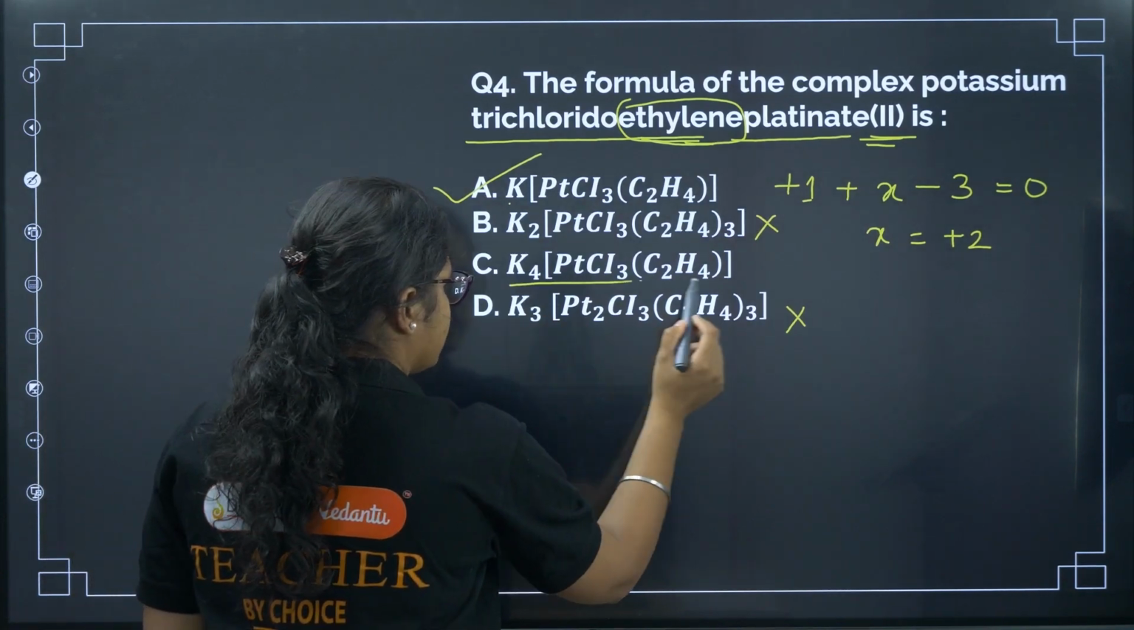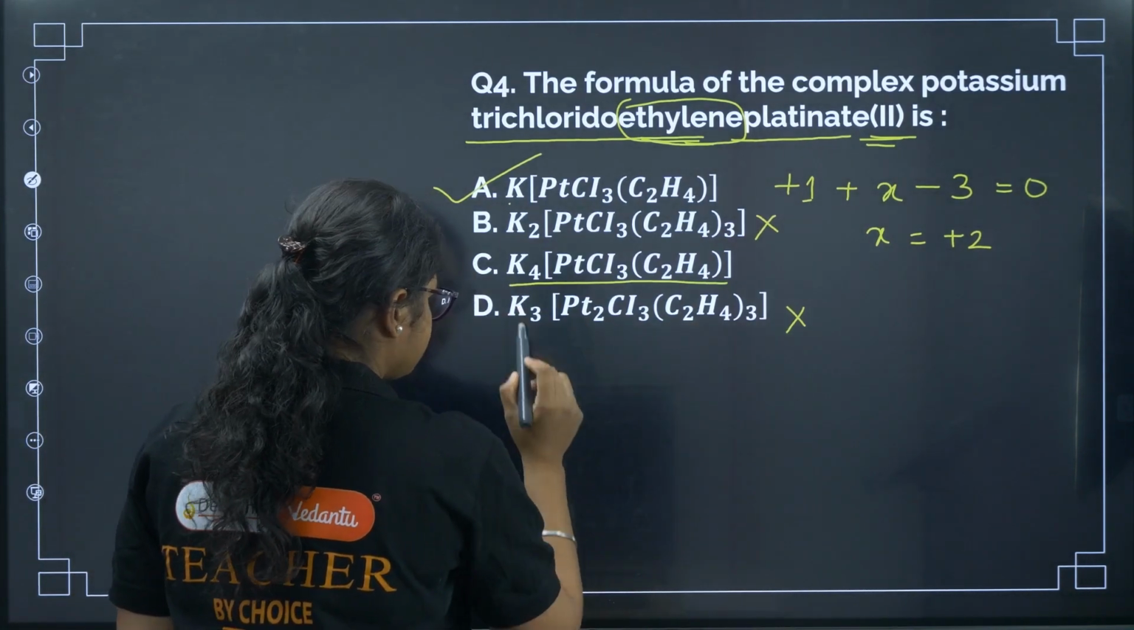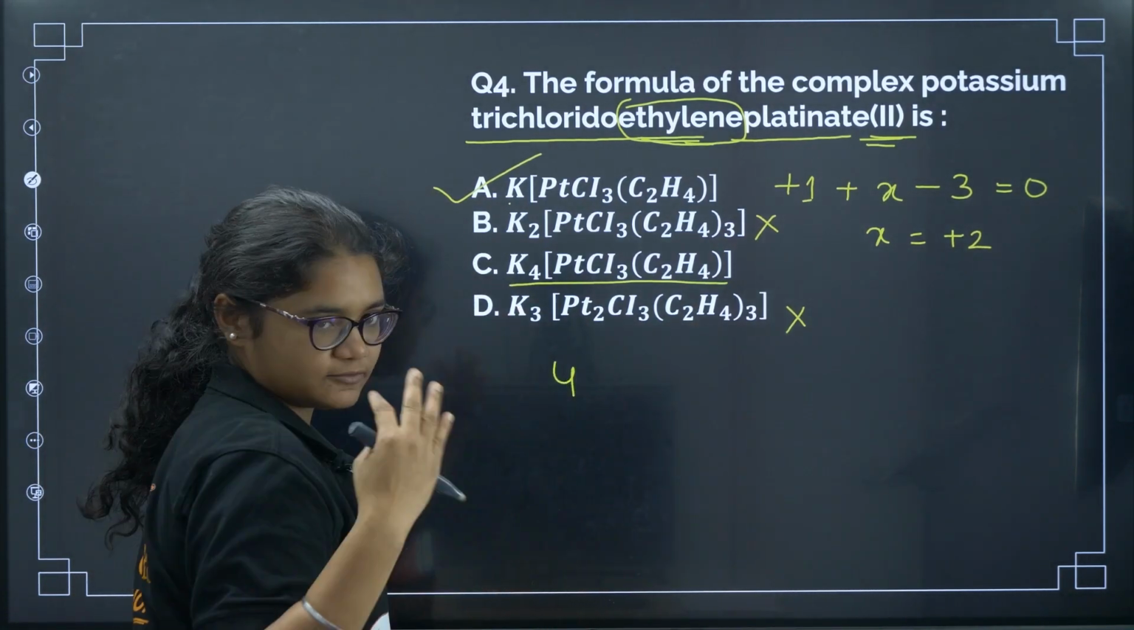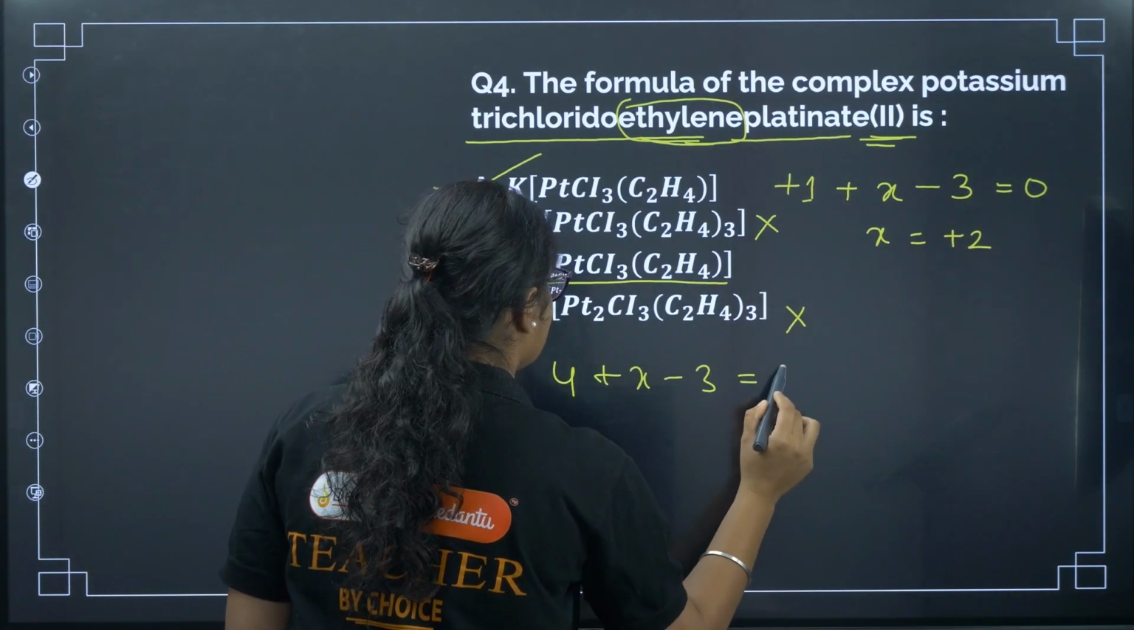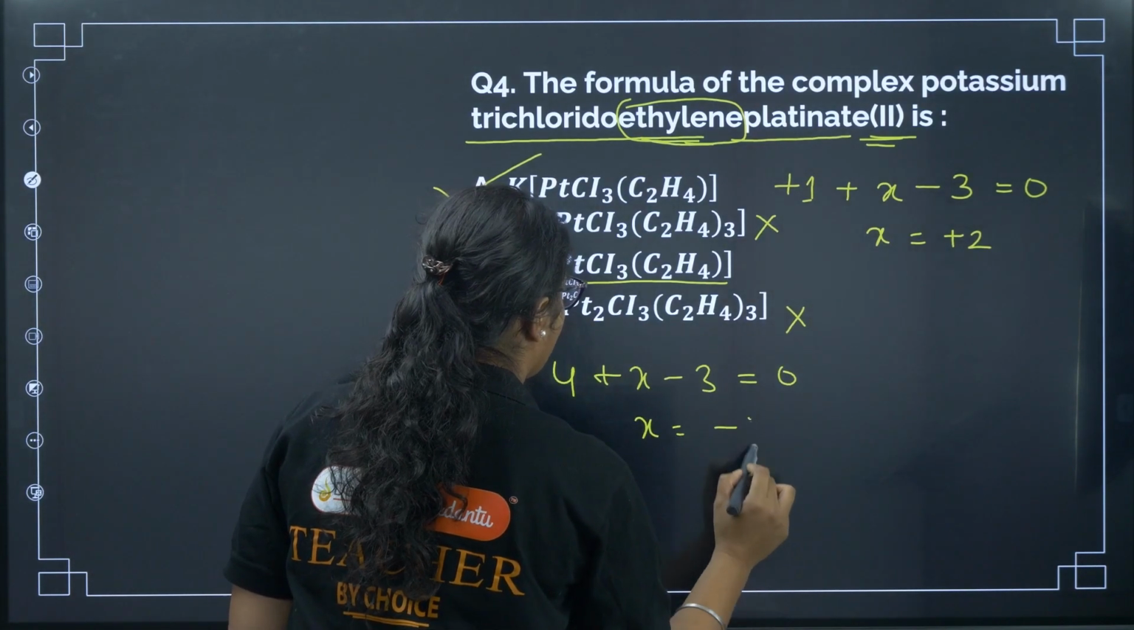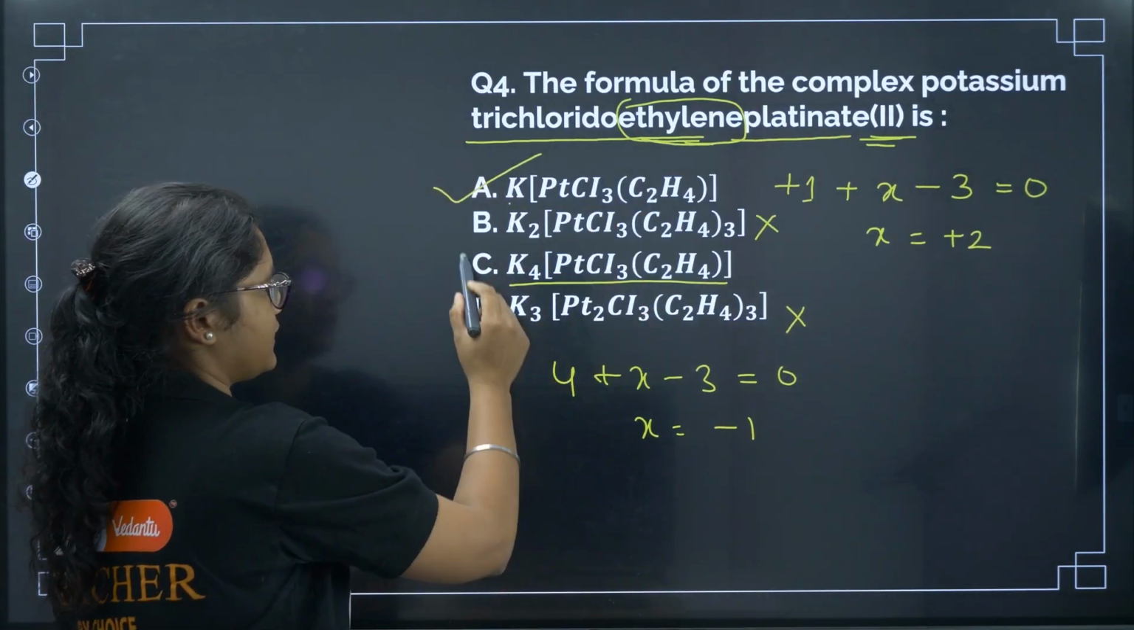Now let us calculate this one and see. For potassium it will be 4 because 4 potassium are there. Platinum is x, chlorine is minus 3, equal to 0. So we will get minus 1, right? So that is not the correct answer.